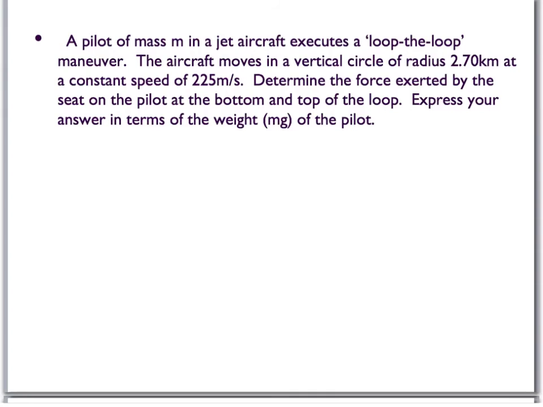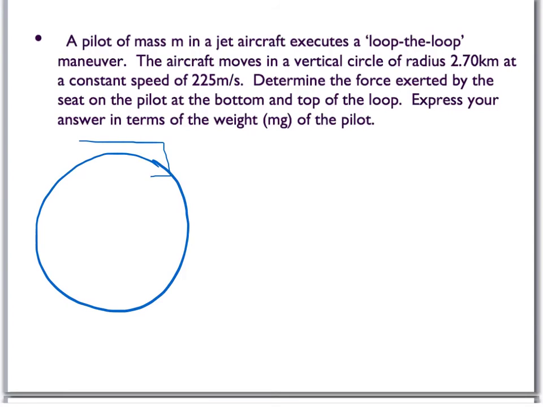So now we're still looking at this vertical loop, but this time the plane is at the top of the path. So now the plane's kind of upside down like this. And we have the pilot also in this upside down position. And the seat, again, is kind of here.